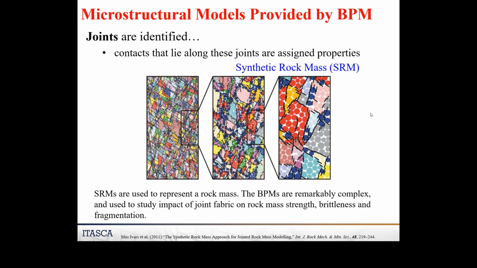Because we can put these joints in, people have done work where they create what they call a synthetic rock mass, where you just put large numbers of these joints that correspond with the jointing that you see in the actual rock. Okay, you can get very complex systems with this. And these sorts of models are used to study the impact of the joint fabric on the strength, on the brittleness, and on the fragmentation. This is done at the rock mass scale.